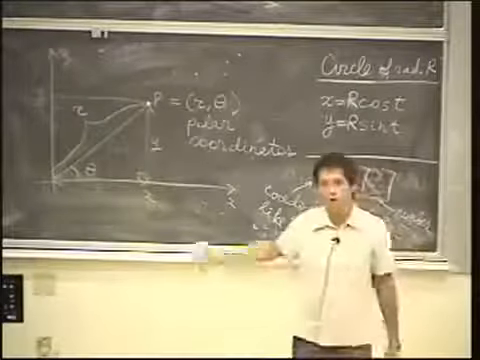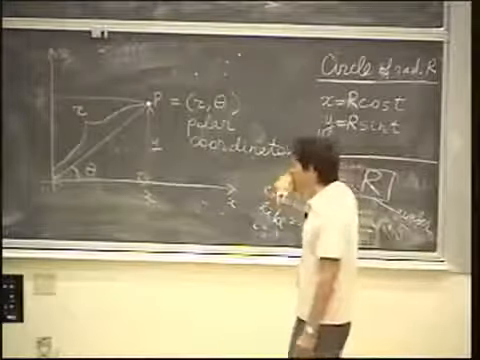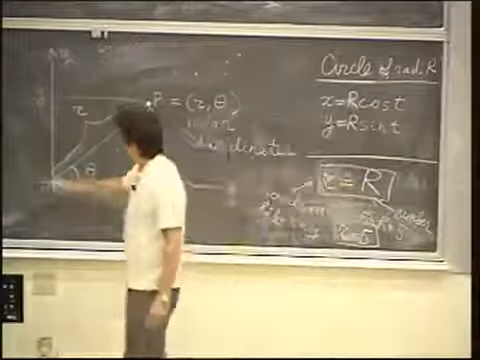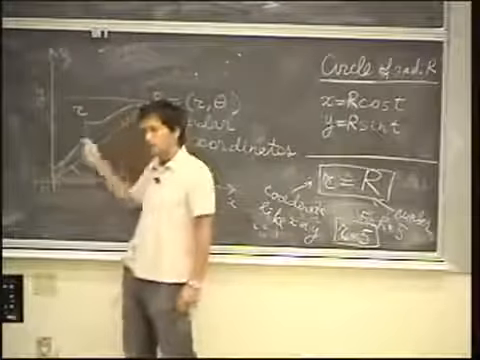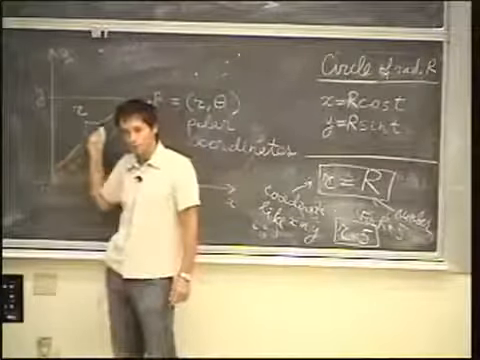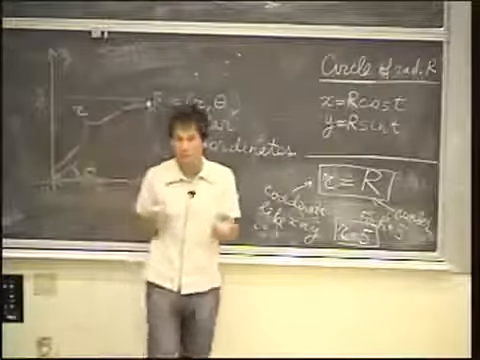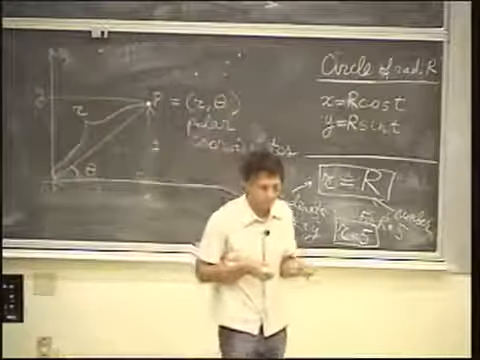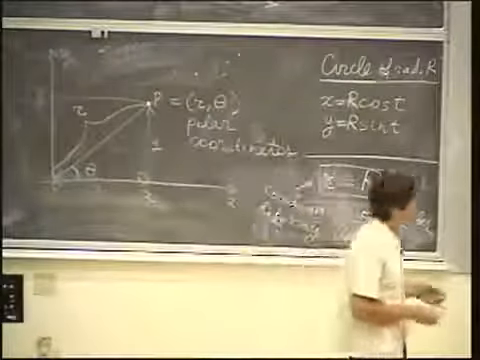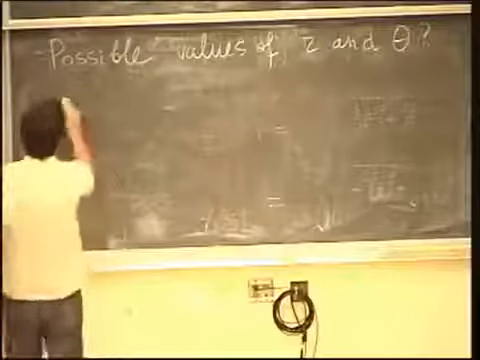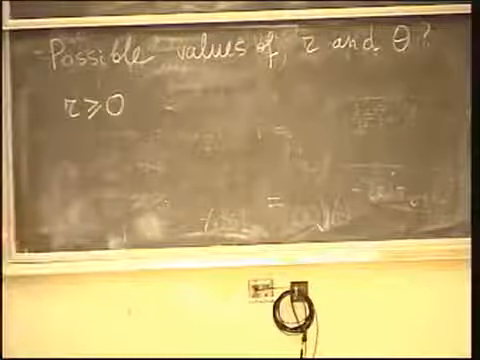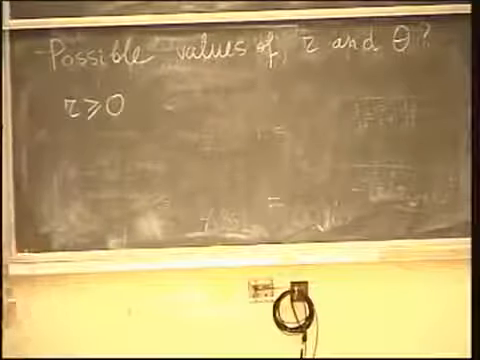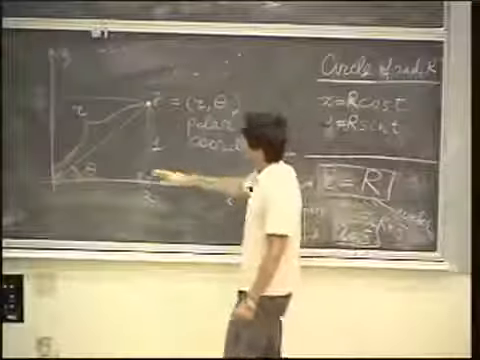Not so for the polar coordinates. For one thing, r was defined as a distance from the origin. And the distance is a positive number. Or more precisely, it's a non-negative number. It could be 0 or positive. So r, in this definition, is greater than or equal to 0. What about theta? Theta is the angle.